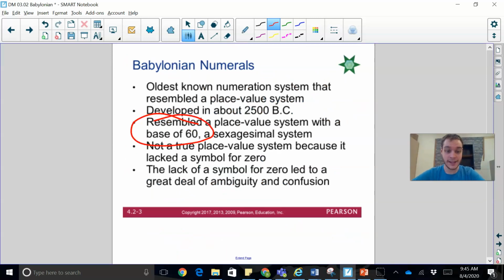And this is not a true place-value system because it lacked a symbol for 0. That's pretty important when we talk about the history of mathematics, because we've been talking about all these systems, the Egyptian, the Romans, and the Chinese, and now the Babylonians, and the iconic Greek. And we're talking about what 0 really is.